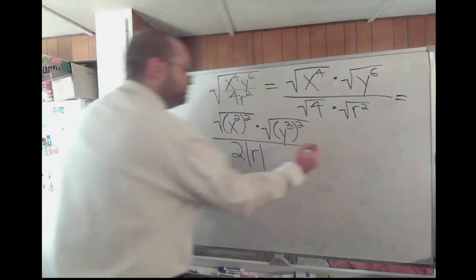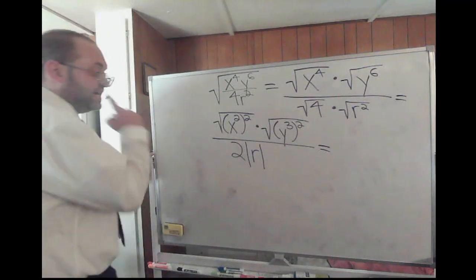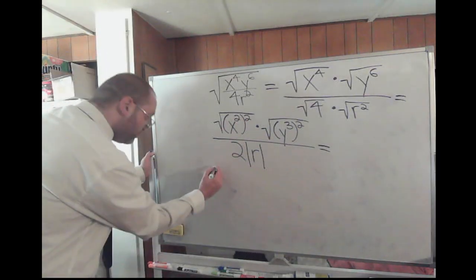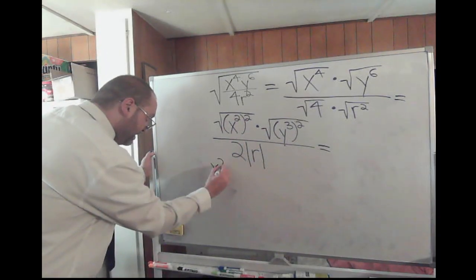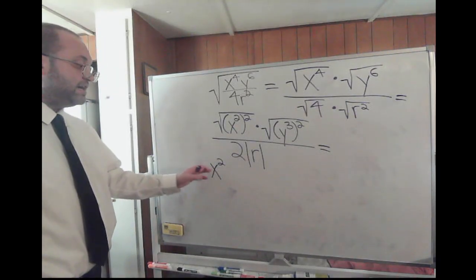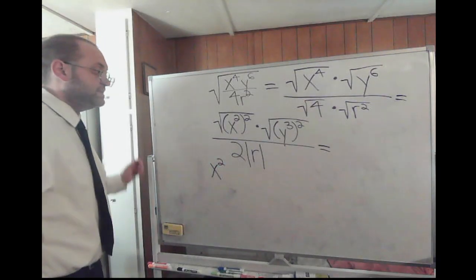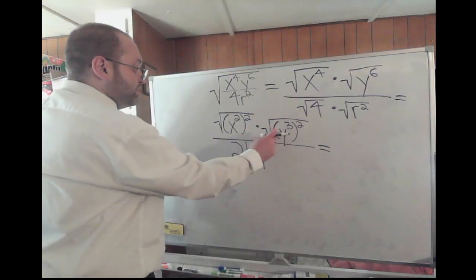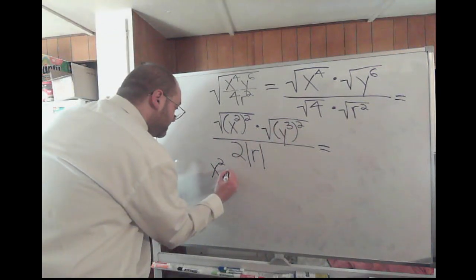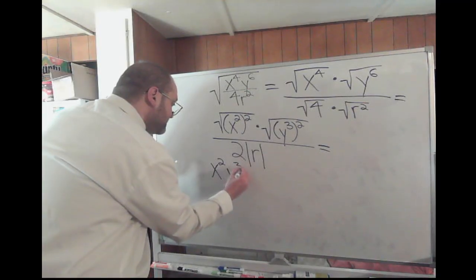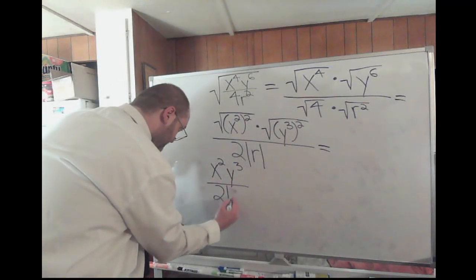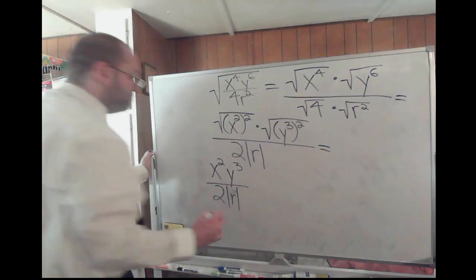And then let's take this a step further. Square root of x squared to the second, that's just x squared. We don't need an absolute value for x to the second because no matter what value I put in for x, it's always going to be positive. However, that square root of y to the third to the second, it's going to be different. So you'll end up temporarily getting x to the second y to the third over 2 times the absolute value of r. But we're not done yet.